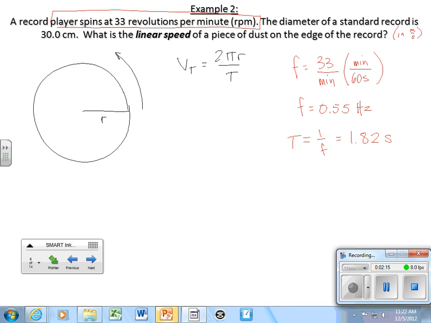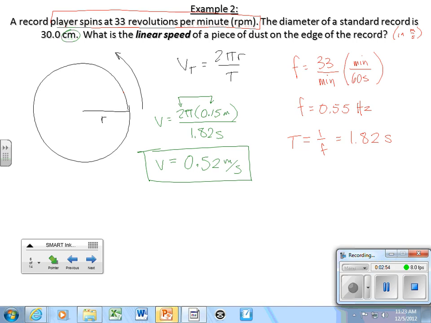Now I can come over here and say that v is 2 pi times 0.15 meters. That's in centimeters; I took half that diameter. You could leave it as diameter; here's diameter, 2 times r, right? And divided by our period, 1.82 seconds. v is 0.3 times pi divided by 1.82. Let's call it 0.52 meters per second.